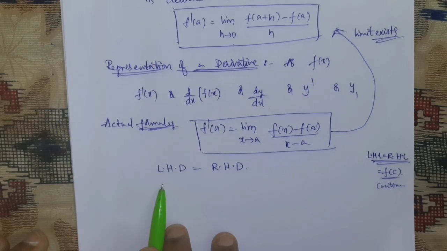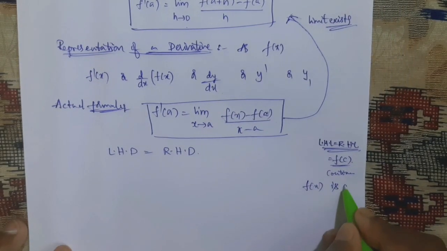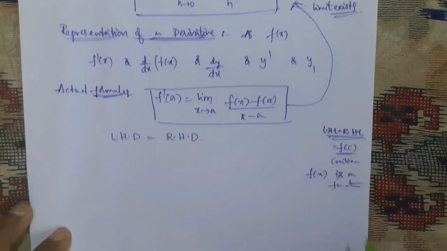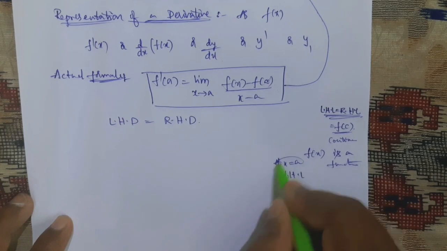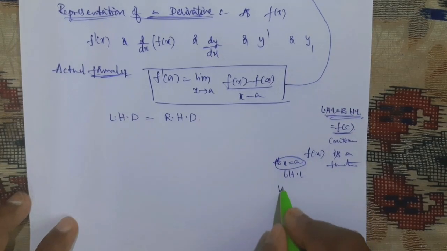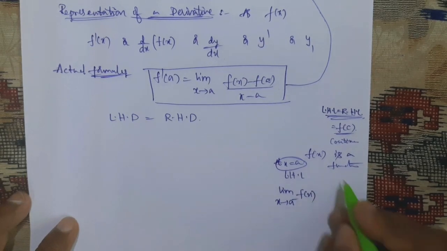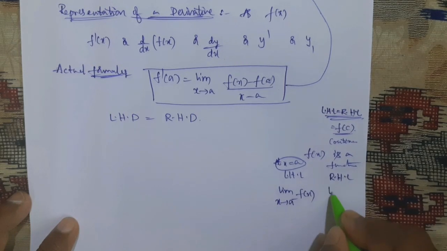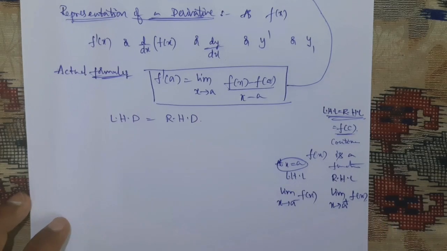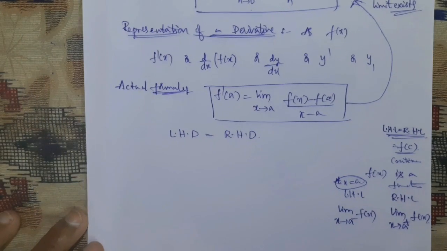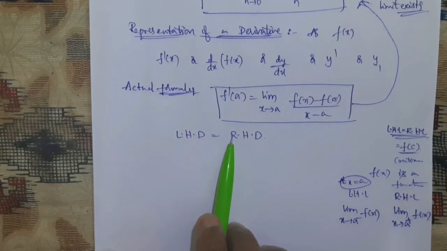Now the formula for LHD and RHD. If f of x is a function, how will we write LHL at some point a, like at x equal to a? We will write LHL as limit x tends to a minus f of x. This is LHL. RHL we will denote with limit x tends to a plus f of x. Similarly, in derivatives also, compulsorily LHD should be equal to RHD, then only the derivative exists.